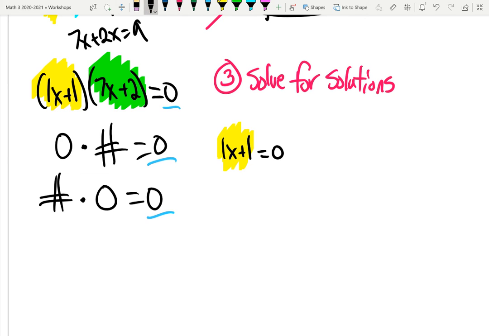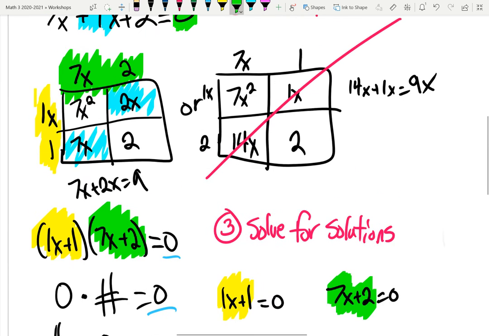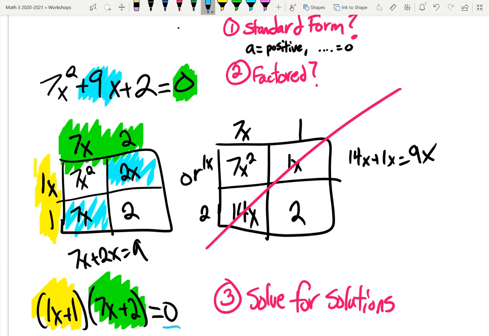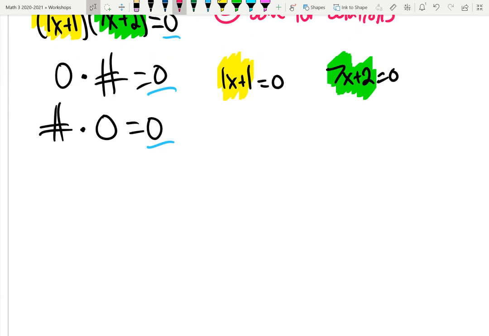And I can also say 7x plus 2 equals 0. Notice, what is the degree of this original problem? The degree was 2, making it a quadratic. Therefore, I'm going to have 2 solutions. So this is where I go ahead and do autopilot. If I have to show my inverses, I do it. If I can skip steps, I skip steps. But at the end of the day, we should go ahead and get x equals -1.